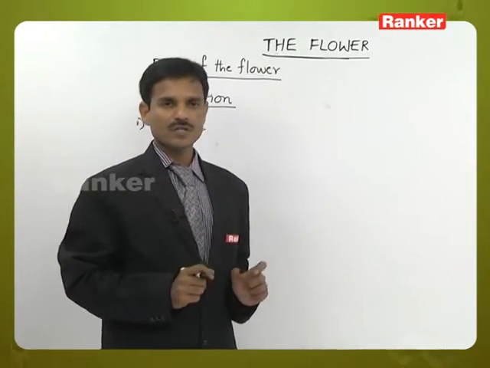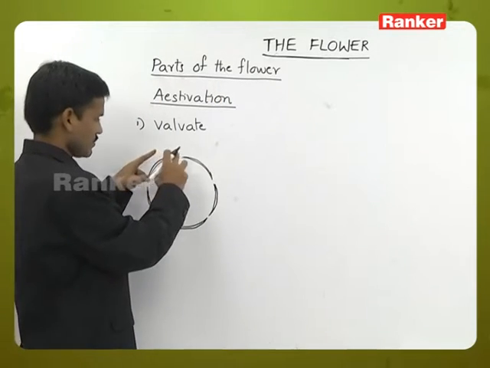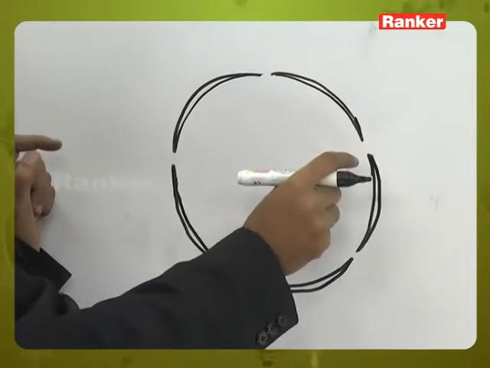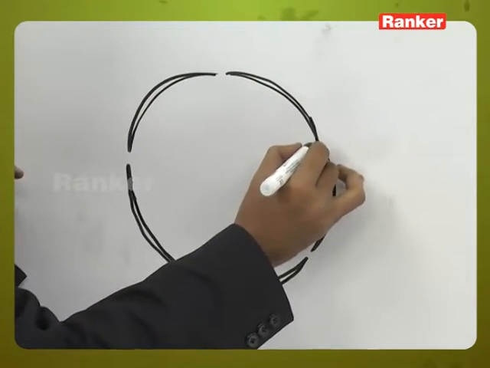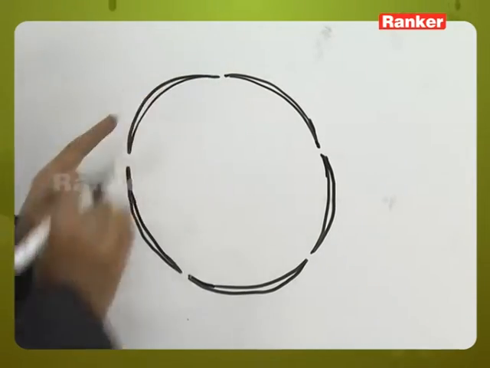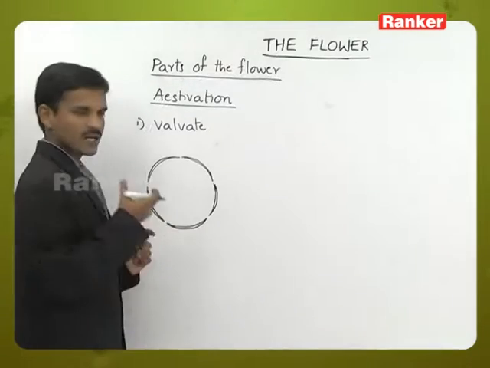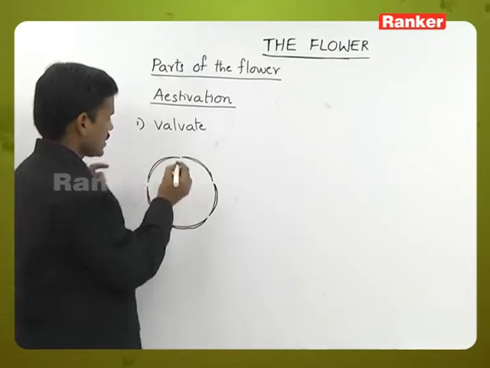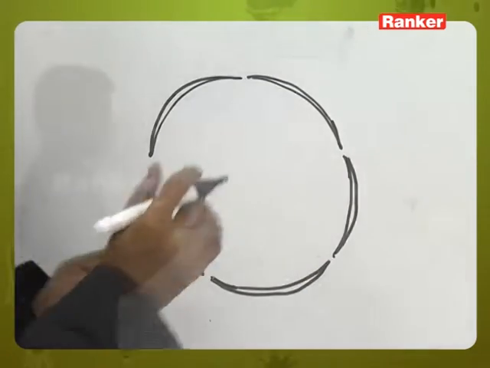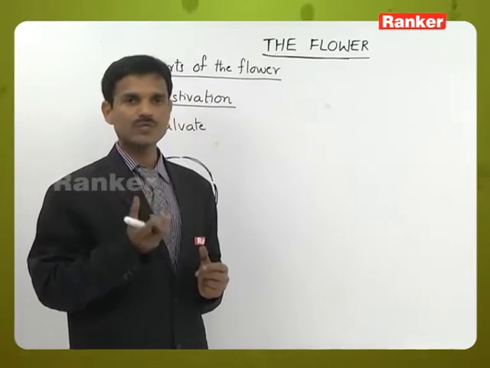In the valvate type of aestivation, the floral parts, mainly the sepals of the calyx or the petals of the corolla, are each touching the adjacent sepal or petal. If it is a calyx, all these are sepals, and they are touching. The margins are very closely arranged and touching. Sometimes they are completely fused also.